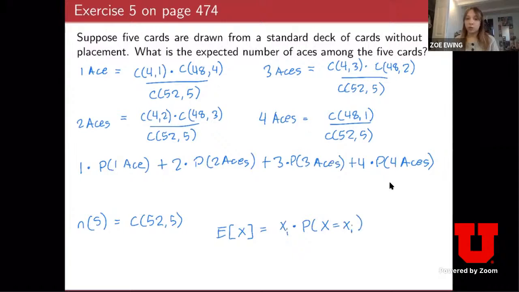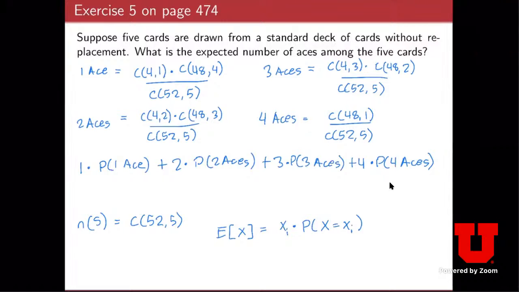Okay, so for expected value, we always want to say, here's what it could be, and then we multiply it by the probability of getting that outcome. Does that make sense? And this is also how you would get the average. So this tells us the average number of aces that you can get when you draw 5 cards from a deck without replacement.